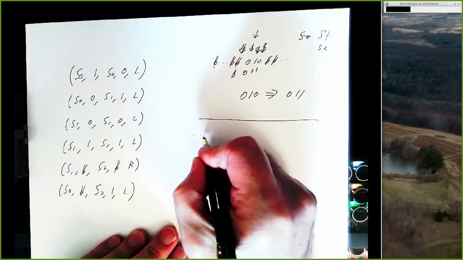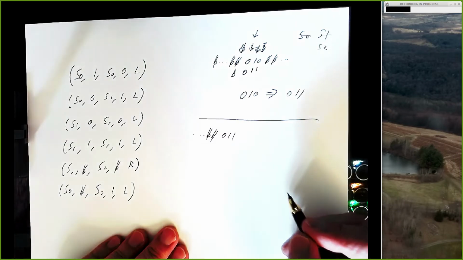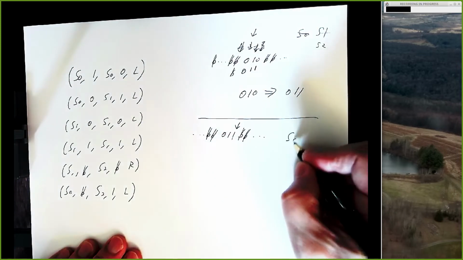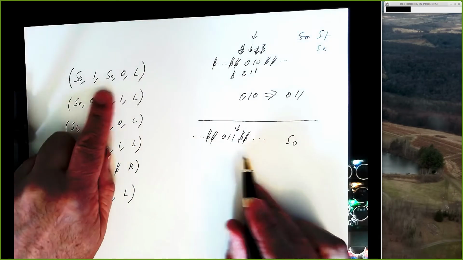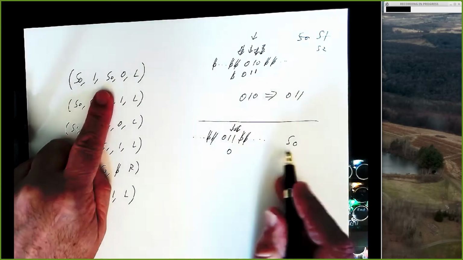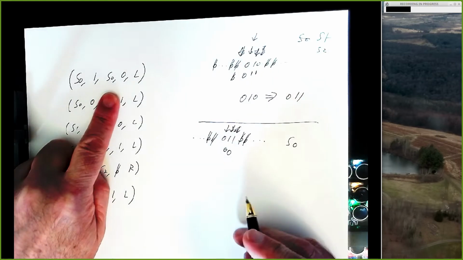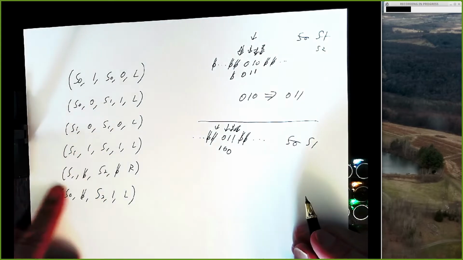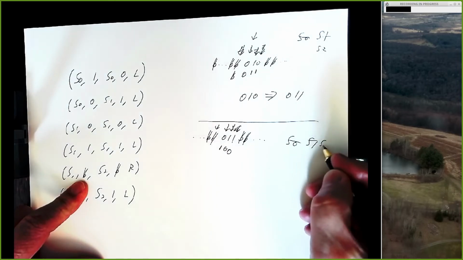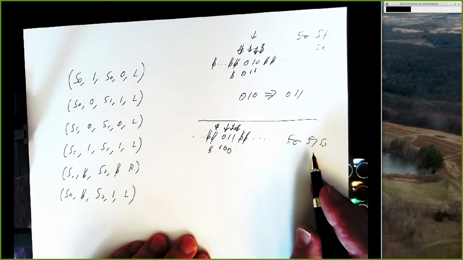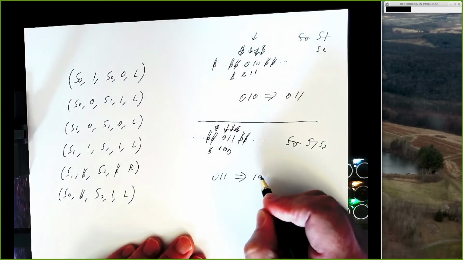Okay, let's rerun the program. But let's suppose our original input string was 0, 1, 1, and we're starting over here, in state S0. Alright, S0 with a 1, we're going to stay in S0, write a 0, and move left. S0 and a 1, we're going to stay in S0, write a 0, and move left. S0 and a 0, we're going to change to S1, write a 1, and move left. And S1 with a blank, we're going to go to S2, move right, and leave the blank here. And then S2 is going to halt our machine. So this took the string 011 and changed it into 100.